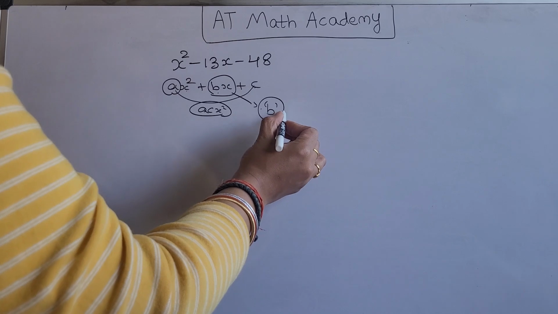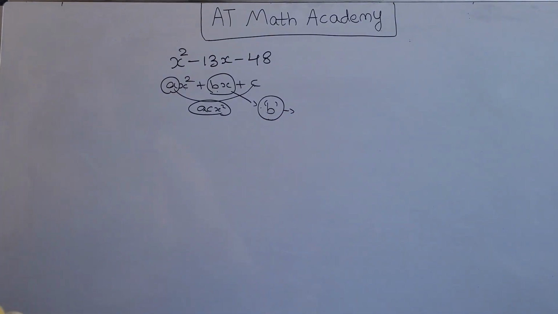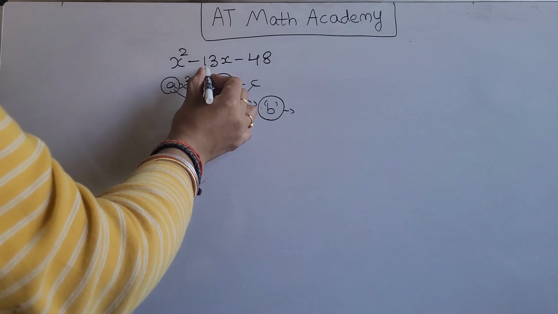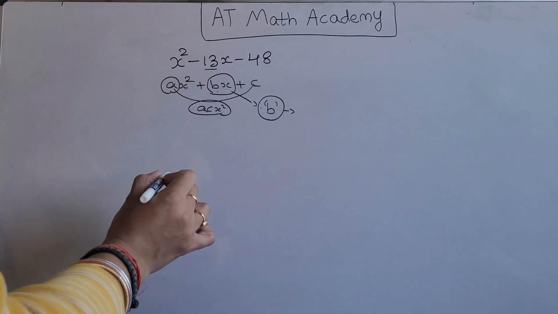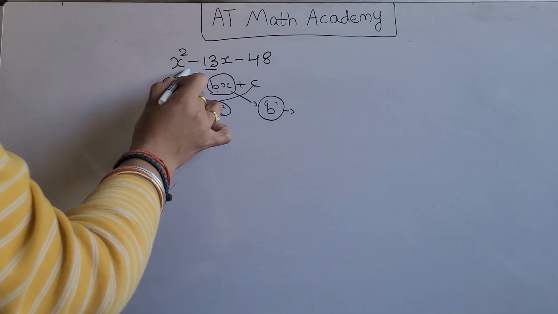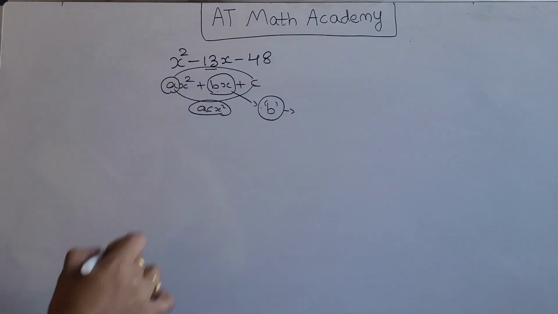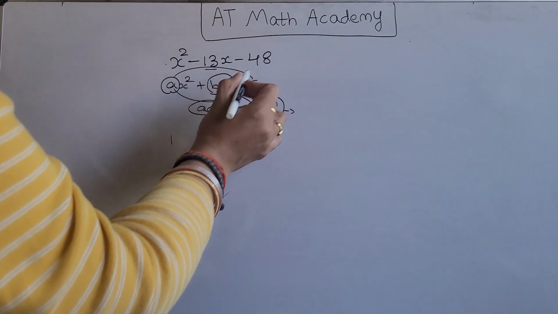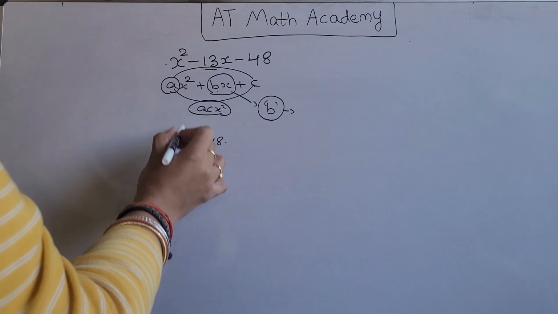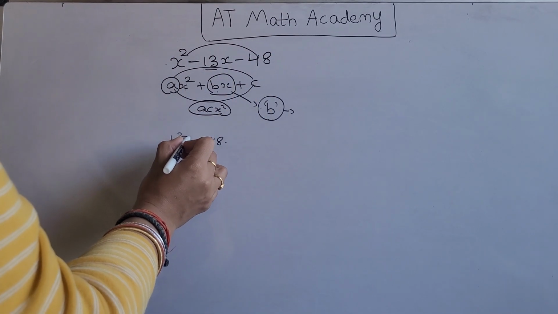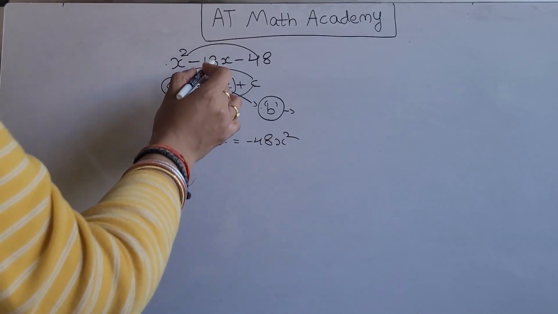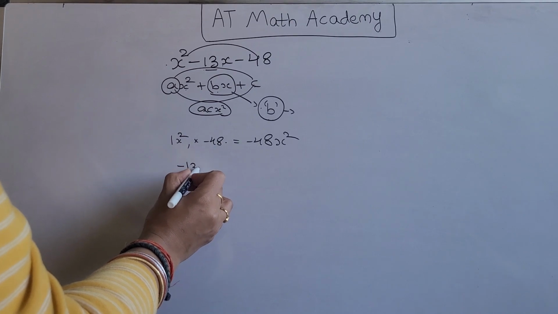In order to get the value of b, we need to take two numbers such that when you add those two numbers you get the value of b, and when you multiply them you get the product of these corner terms. Here, the coefficient of x squared is 1 and the constant is minus 48. When I multiply these two, 1 times x squared and minus 48, I get minus 48x squared. And for the middle term, I have minus 13x.